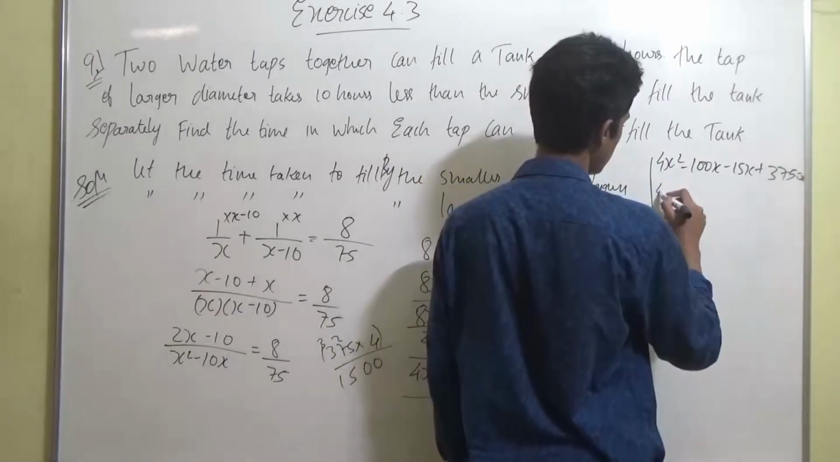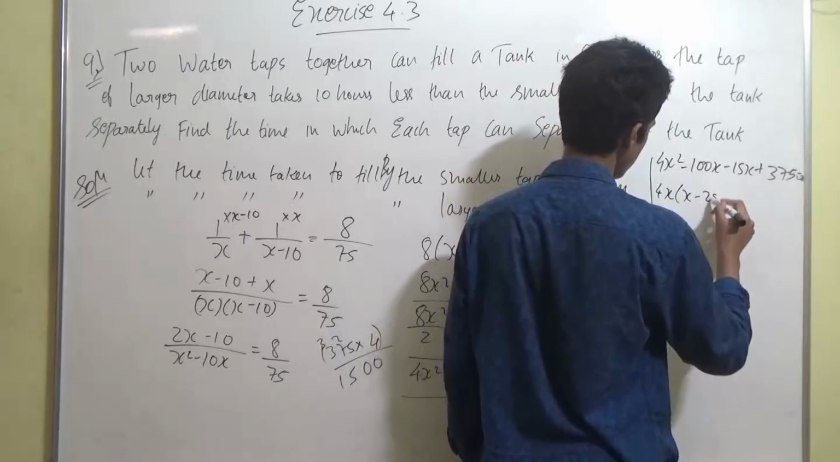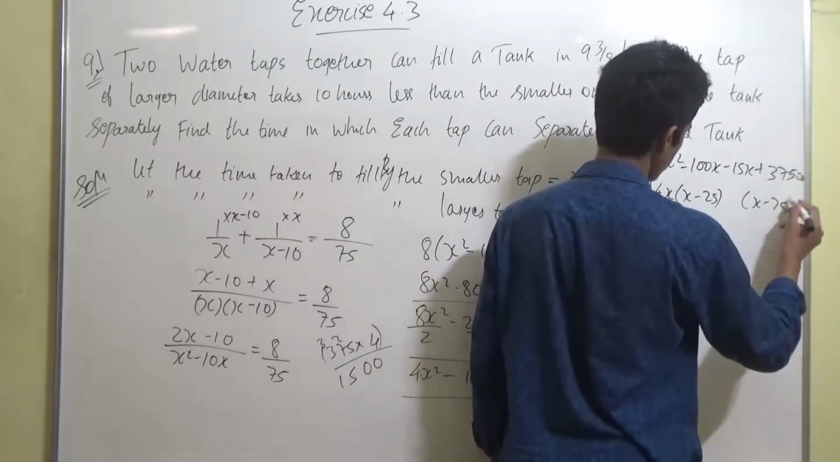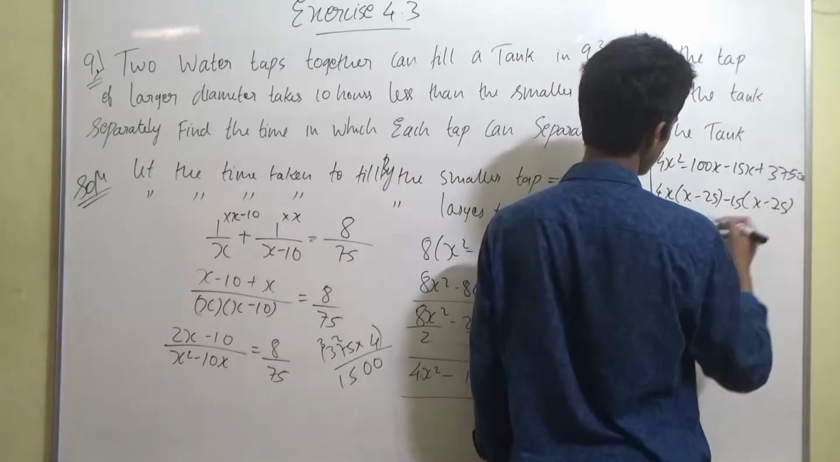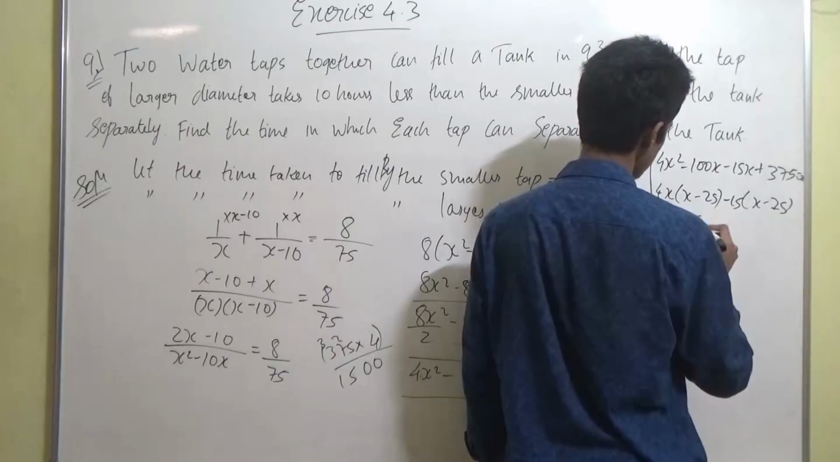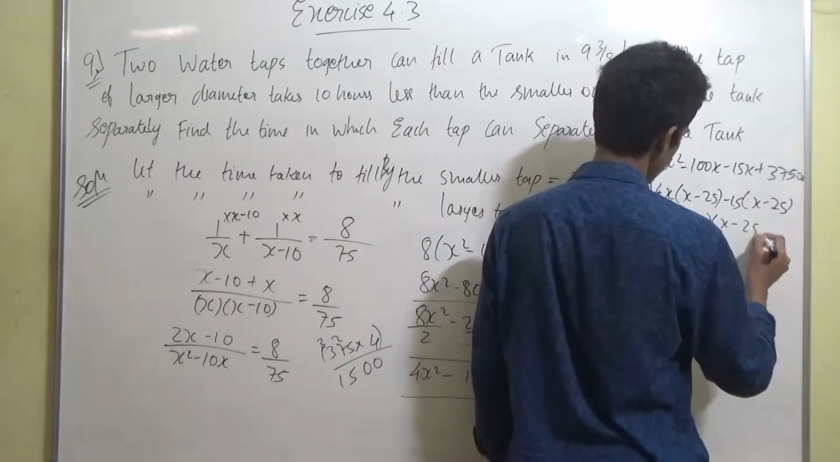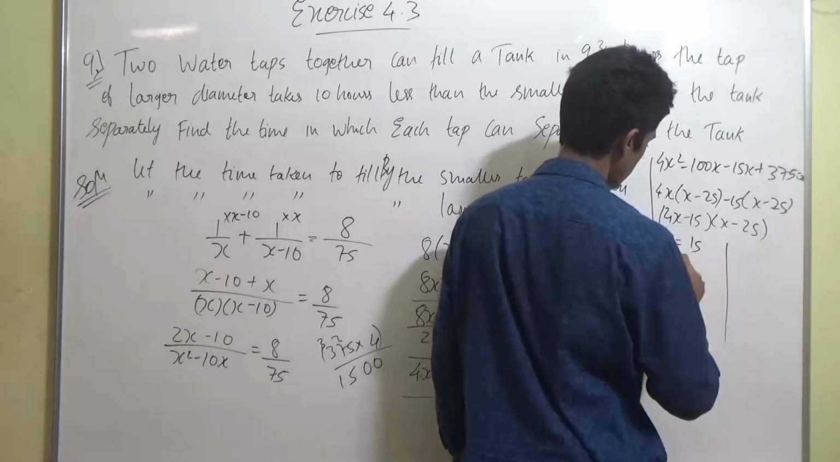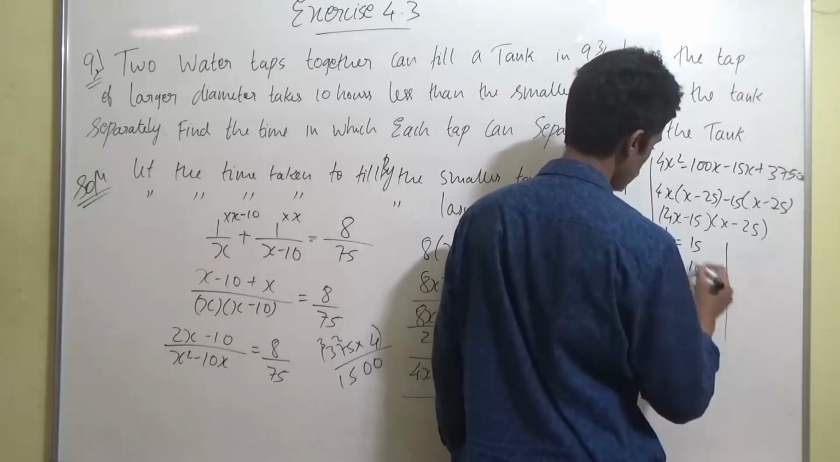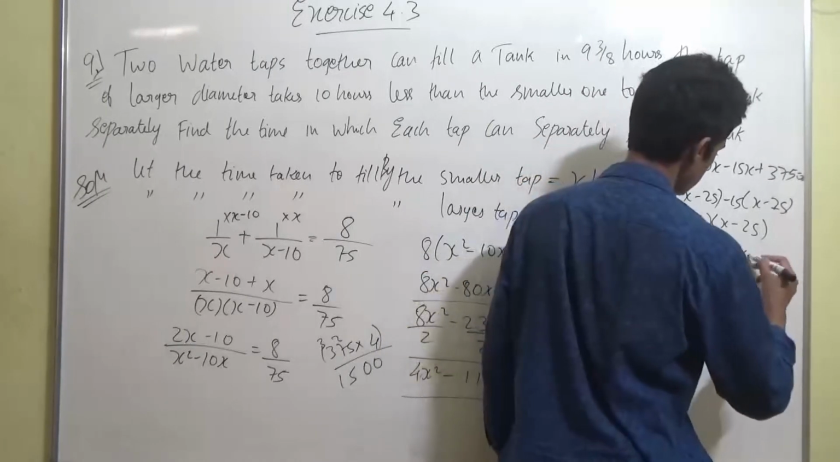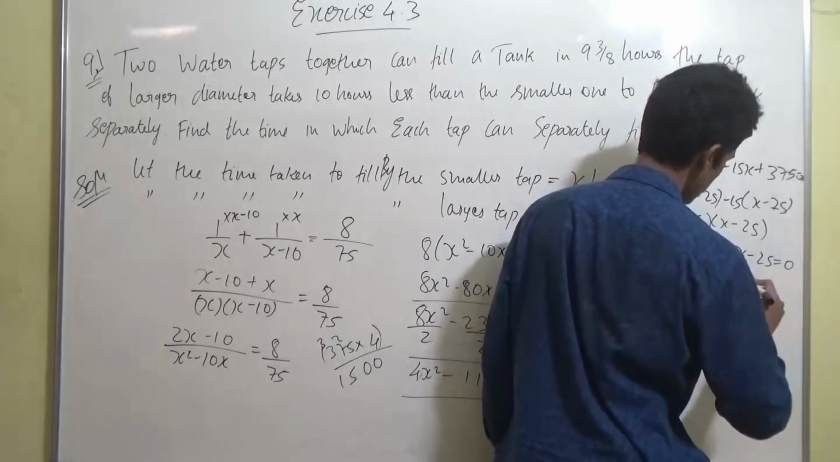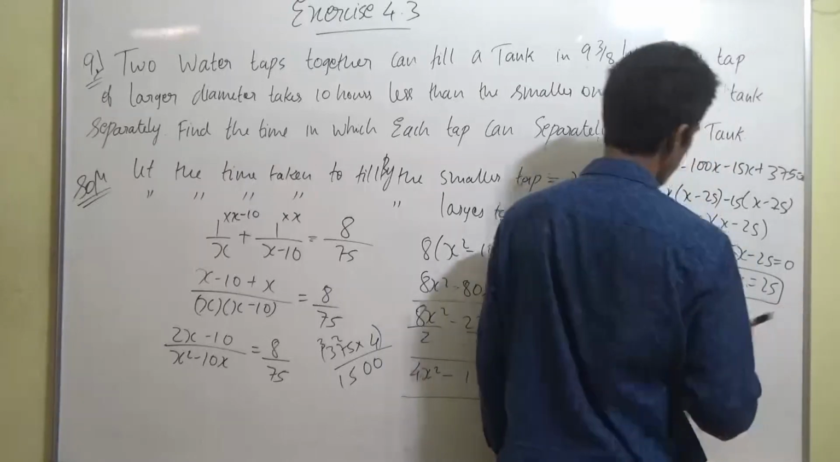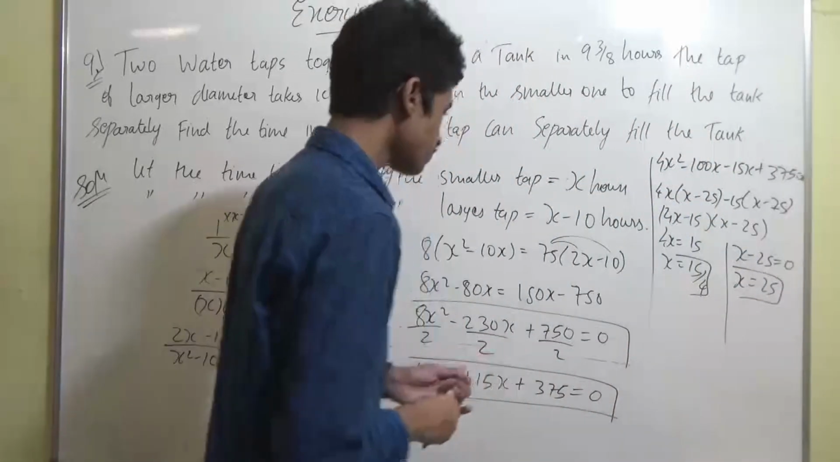So when I take common now, 4x, x minus 25. Here also x minus 25 and minus 15 outside. So it becomes like 4x minus 15 and x minus 25. Now if I take the solution, 4x equal to 15, x equal to 15 by 4. This is one solution. From here you will get x minus 25 equal to 0, x equal to 25. Okay guys, so you got two solutions, right?